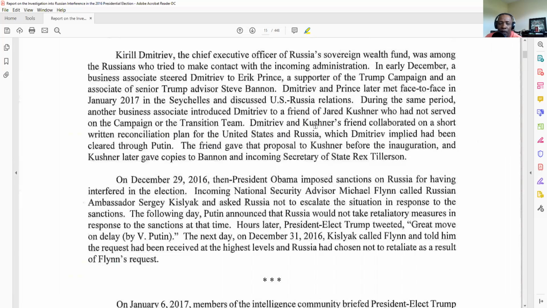During the same period, another business associate introduced Dmitriev to a friend of Jared Kushner who had not served on the campaign or the transition team. Dmitriev and Kushner's friend collaborated on a short written reconciliation plan for the U.S. and Russia, which Dmitriev implied had been cleared to Putin. The friend gave that proposal to Kushner before the inauguration, and Kushner later gave copies to Bannon and incoming Secretary of State Rex Tillerson.